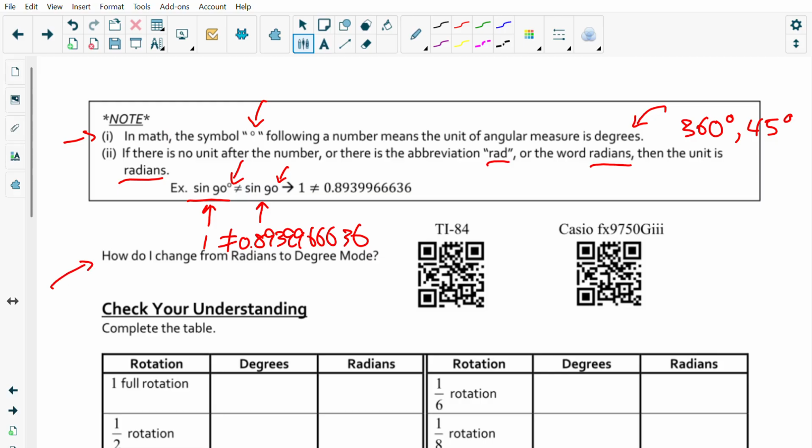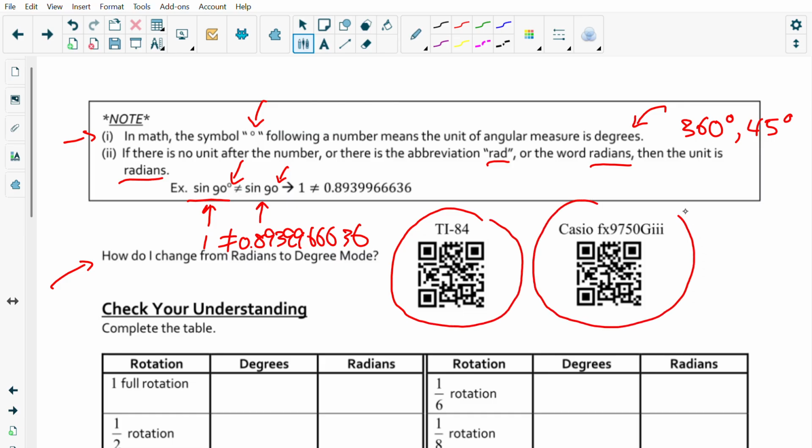Take your calculator out and remind yourself how to go back and forth between radians and degrees in both of these main calculators, the TI-84 and the Casio FX9750G3. You will be doing lots of going back and forth between radian and degree mode in this unit and the next unit. Okay.